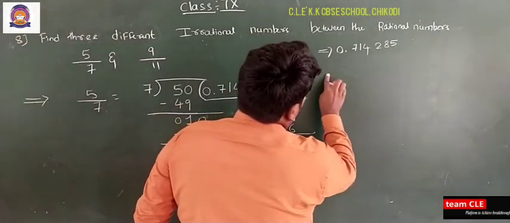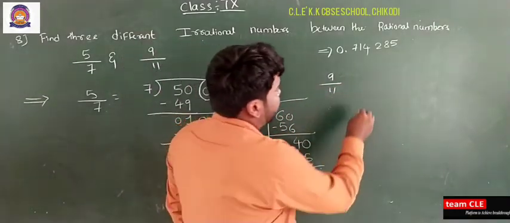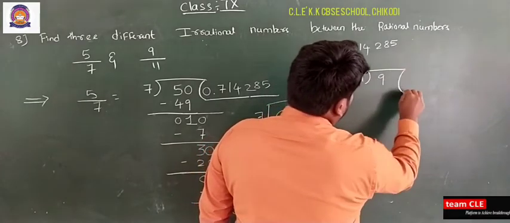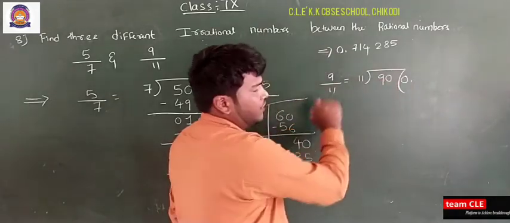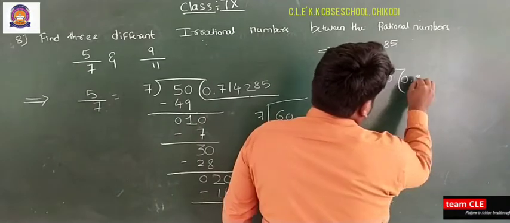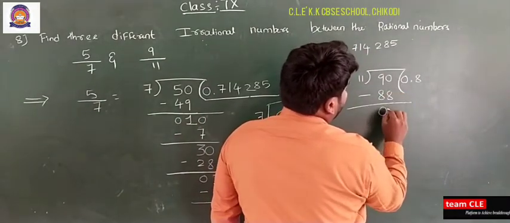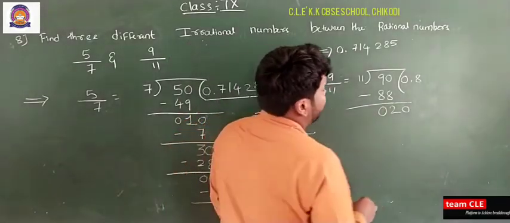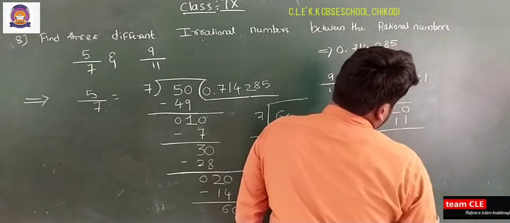And next, one more term, that is 9 by 11. So I am going to solve 9 by 11. So see here, 11 into 9. Take a decimal point, increase by 1 zero, because 9 is less than 11, so I will make this 90. 11 8s are 88. So 90 minus 88 I get 2. Again increase by 1 zero. 11 1s are 11. So 10 minus 1 equals 9.